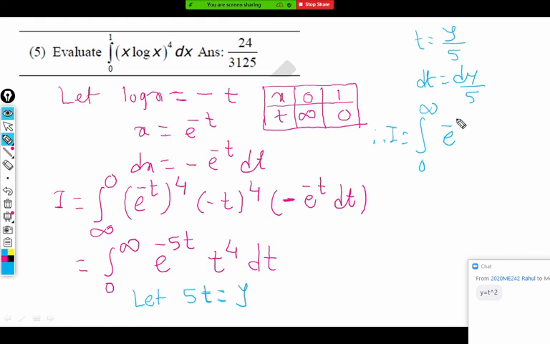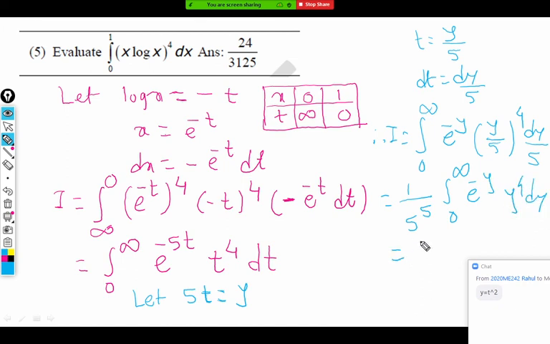The integral will become 0 to infinity e raised to minus y, y upon 5 raised to 4, and dy upon 5. So 5 raised to 5 will come outside, and we are left with 0 to infinity e raised to minus y, y raised to 4 dy, and this is nothing but gamma 5 upon 5 raised to 5. If you want to simplify this, it becomes 4 factorial upon 5 raised to 5, which is 24 upon 3125. That is the answer.